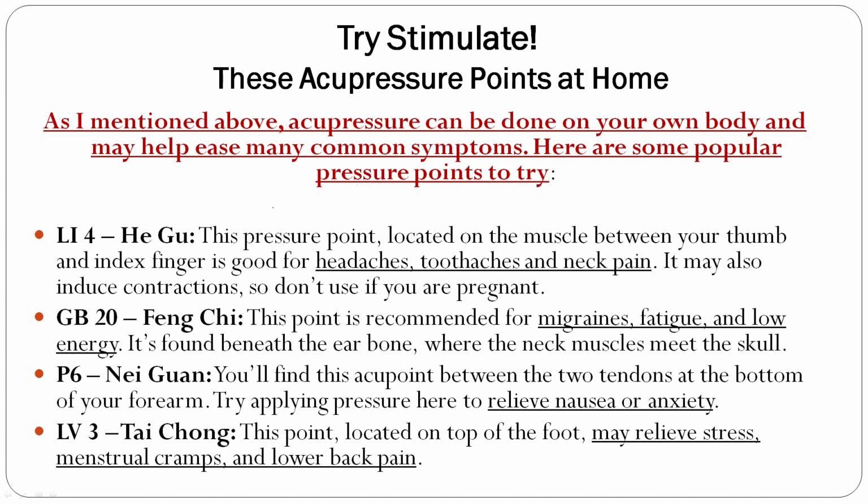Feng Qi. This point is recommended for migraines, fatigue and low energy. It is found beneath the ear bone, where the neck muscle meets the skull. Nei Guan, you will find this acupoint between the two tendons at the bottom of your forearm. Try applying pressure here to relieve nausea or anxiety. Tai Chong, this point located on top of the foot may relieve stress, menstrual cramps and lower back pain.